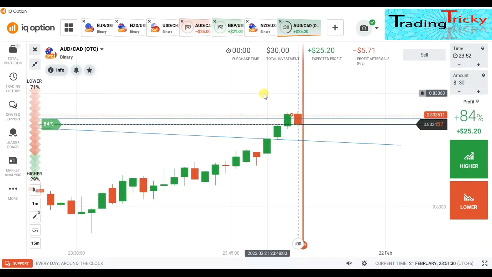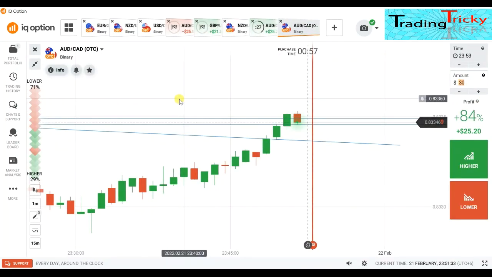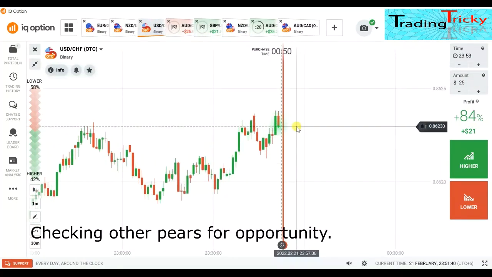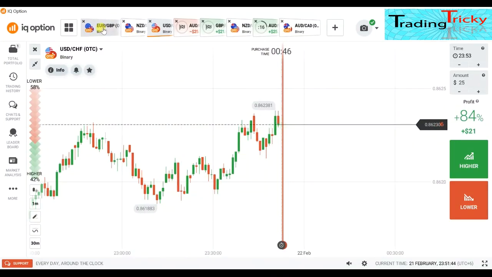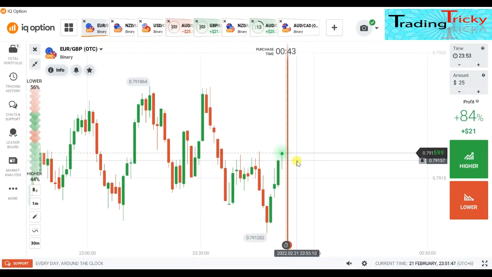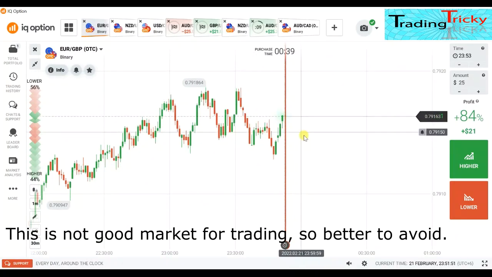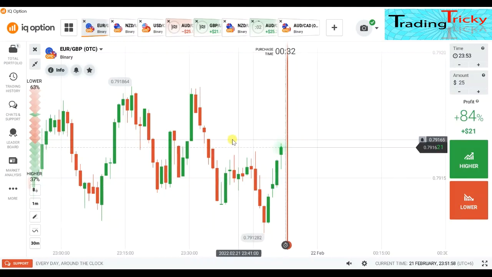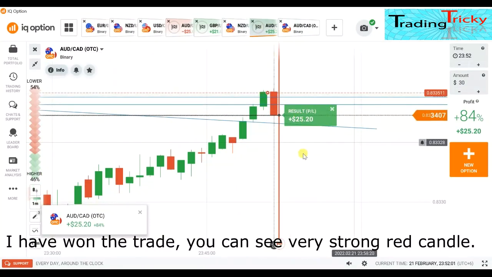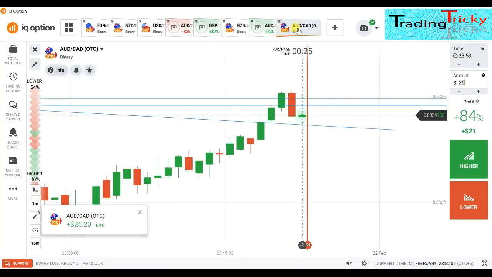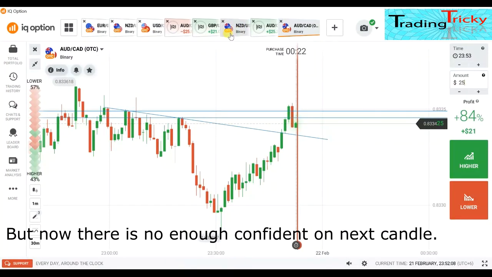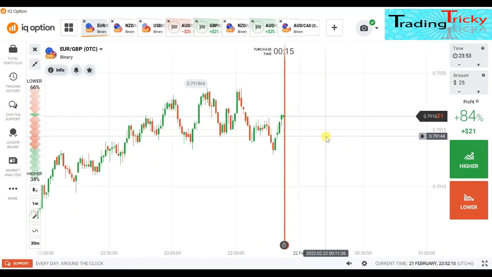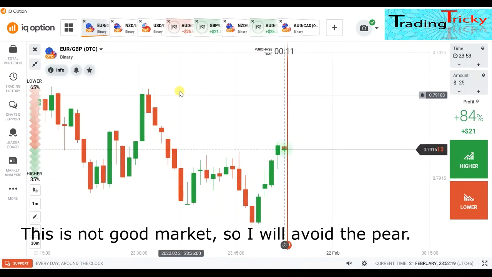So now let me check some other pairs if I have a chance. Okay, this is not a good market because see, gap up, again gap up. See, this is not a good market. Okay, I have won this trade, see, very strong sellers' candle. But now I don't have enough confidence, so I need to search for some good trade. This is not a good market, so I'll try to avoid this pair here.